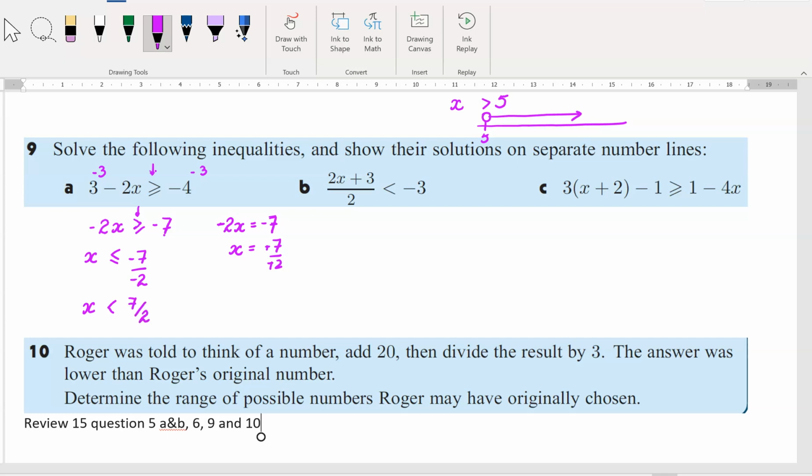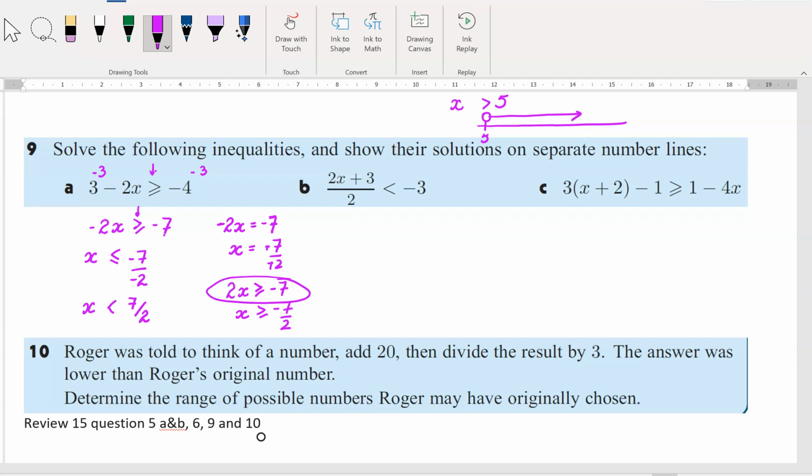If it was positive 2x, so if it was 2x is greater than minus 7 over 2, we would say, to get rid of that times 2, we divide by 2. And so we haven't divided by a negative, so we keep the inequality in the same direction, okay? So remember, if you multiply or divide by a negative, change the inequality.